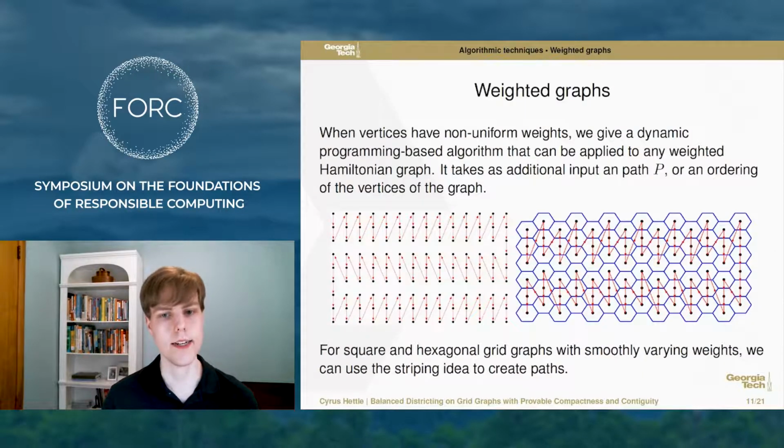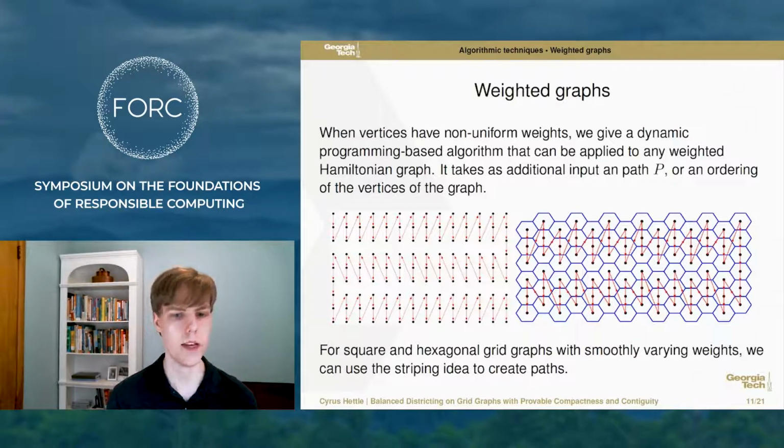So that's the unweighted case, but how about the weighted case? Again, we're going to be adapting the striping idea, and we give a dynamic programming-based algorithm that we can apply to any weighted Hamiltonian graph. As additional input to the algorithm, we give it some path P, which we think of as an ordering of the vertices of the graph.